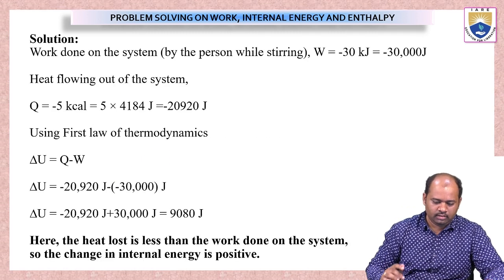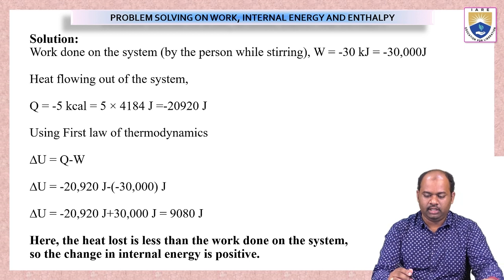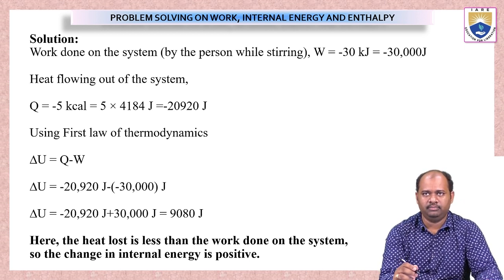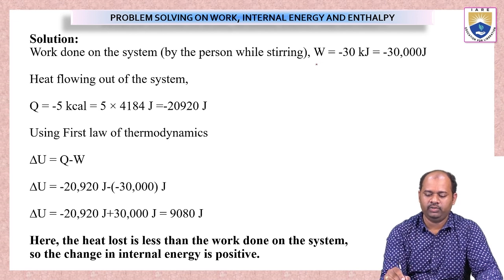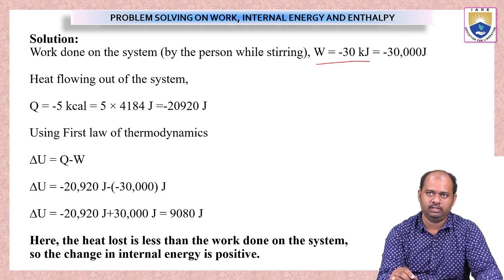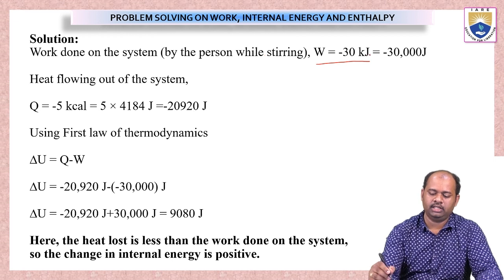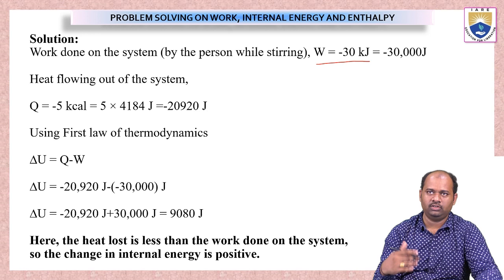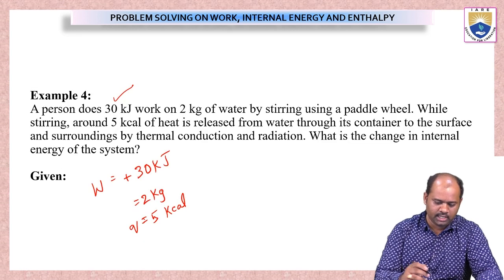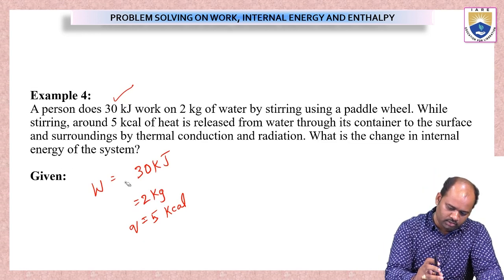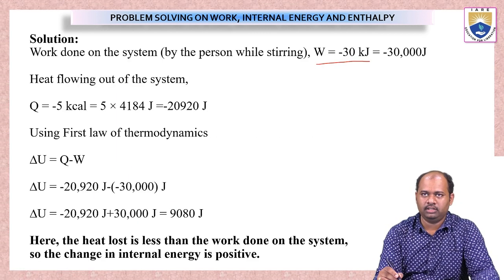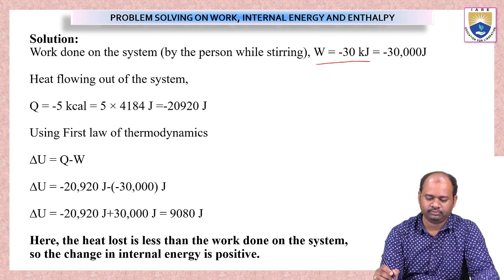And then we'll see how to calculate this entire thing. First of all, work done on the system is given here. W is equal to minus 30 kilojoules, because work is done on the system. Sorry, this is not positive, this is negative. So the work is done on the system, so it has to be taken as negative, 30,000 joules.